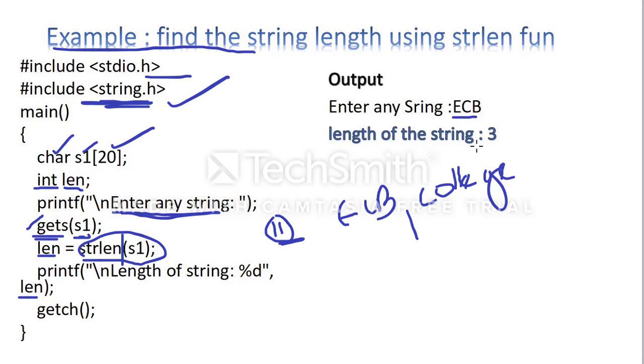For example, if you enter only ECB, then len is assigned 3 only. So based on your input, it can find the length of the characters. So that is the string length. Here I am directly using the strlen function.